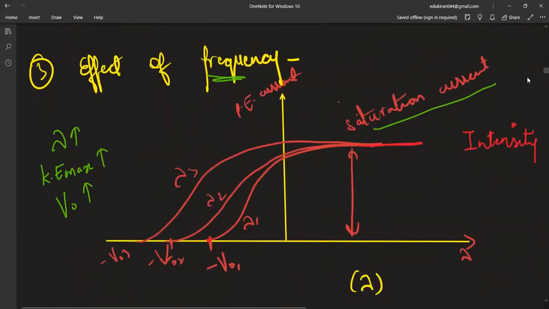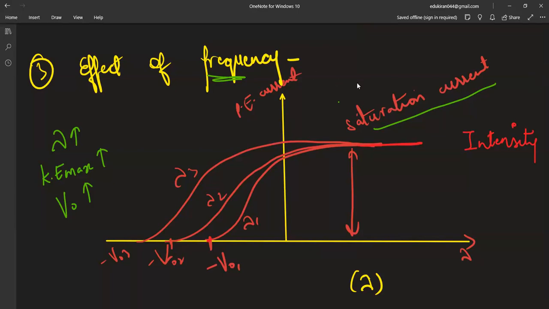Coming and talking about the third graph. That is the effect of frequency. The effect of intensity was seen, the effect of potential was seen, now the effect of frequency. See, Lenard and Hallwachs, both of them did the experiment, they gave you the conclusions about photoelectric current, but nothing was proven about these modulations, like if the frequency increases, if the intensity increases. So for that purpose, Lenard and Millikan did the experiment.